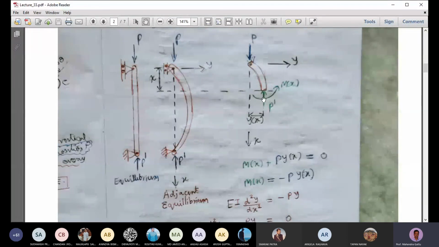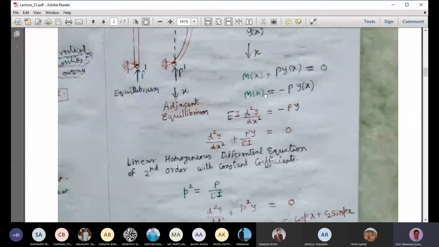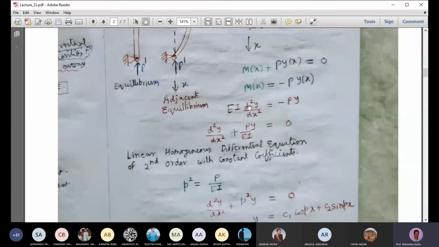So P into this lever arm plus M of x is 0. This distance is y of x. So we are applying moment equilibrium over this surface. M of x plus P y of x is 0. So M of x is minus P y of x. We know that the bending moment M is related to the deflection y using this expression: M of x is EI d square y by dx square. So EI d square y by dx square is minus P y.